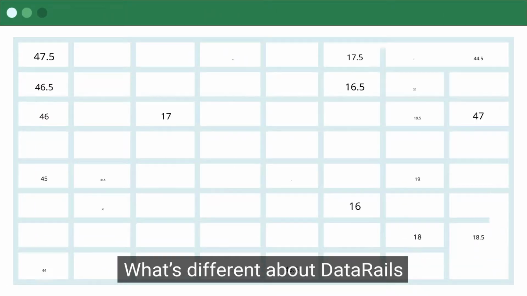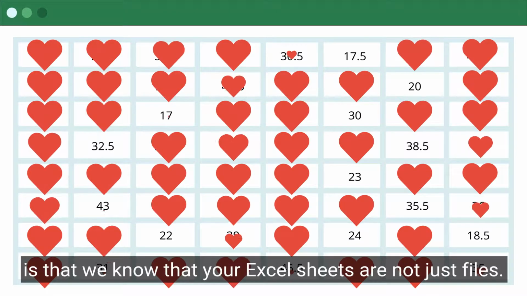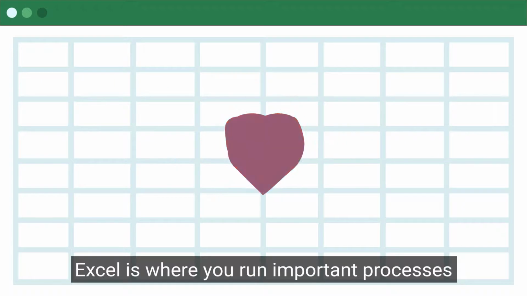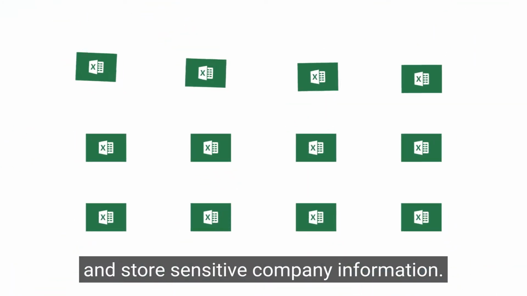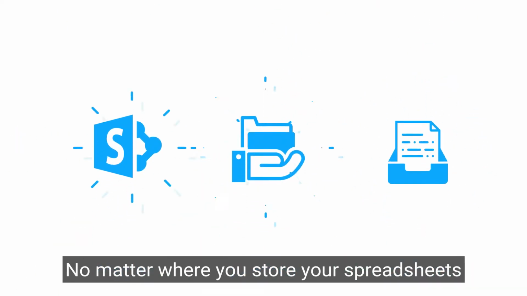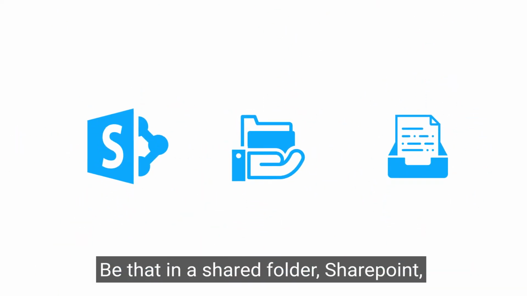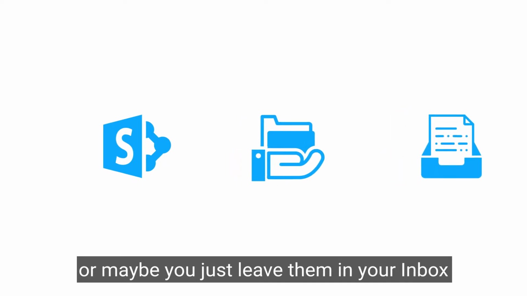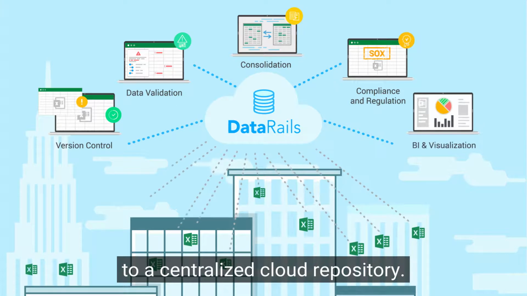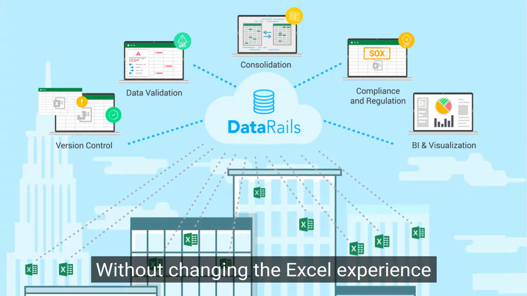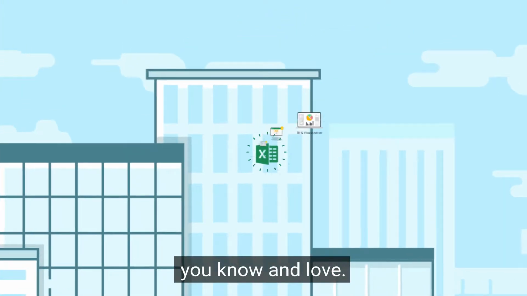What's different about DataRails is that we know that your Excel sheets are not just files. Excel is where you run important processes and store sensitive company information. No matter where you store your spreadsheets, be that in a shared folder, SharePoint, or maybe you just leave them in your inbox, no problem. DataRails connects them all to a centralized cloud repository, without changing the Excel experience you know and love.